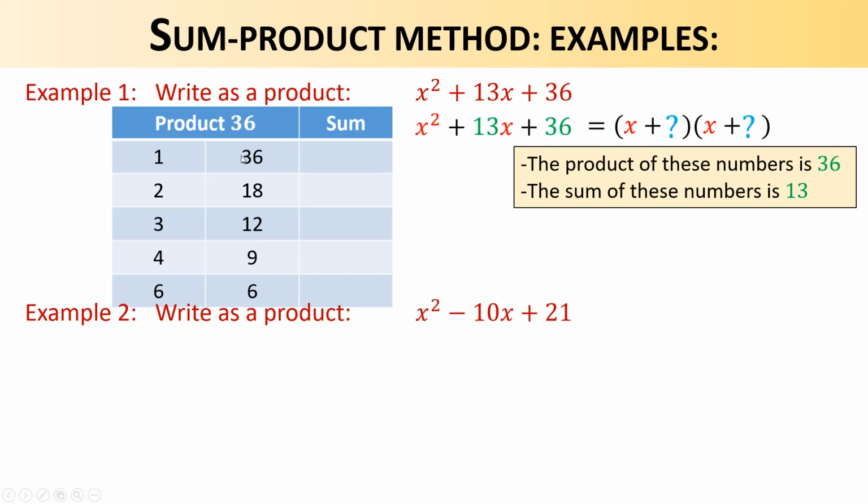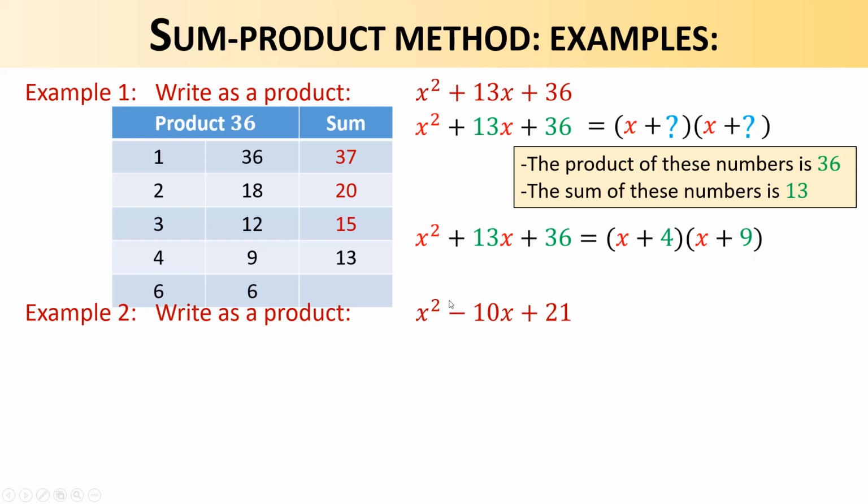If I pick 1 and 36, then the sum would be 37, and that doesn't work because I want my sum to be 13. So 2 and 18 doesn't work either, 3 and 12 doesn't work, 4 and 9 does work because 4 plus 9 is 13. So 4 and 9 is a pair of numbers that works because 4 times 9 is 36 and 4 plus 9 is 13. So I can rewrite this as x plus 4 times x plus 9.